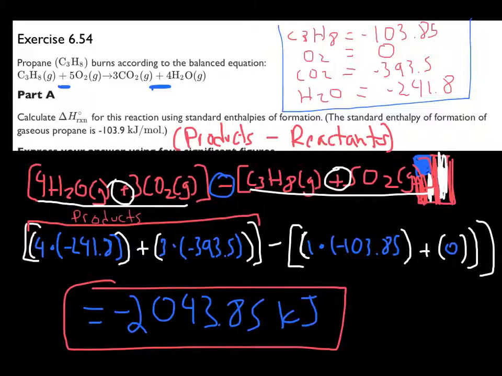Alright, we're going to do one more, and that should be it for Hess's Law. That should be it for Chapter 6, homework number 2.